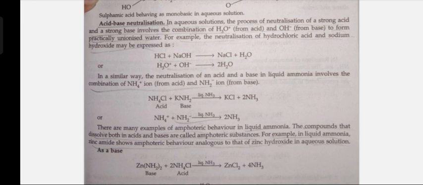Acid-base neutralization. In aqueous solutions, the process of neutralization of a strong acid and a strong base involves the combination of the hydronium ion from the acid and the hydroxide ion from the base to form practically unionized water. For example, the neutralization of hydrochloric acid and sodium hydroxide. In a similar way, the neutralization of an acid and a base in liquid ammonia involves the combination of the NH4+ ion from the acid and the NH2- ion from the base.